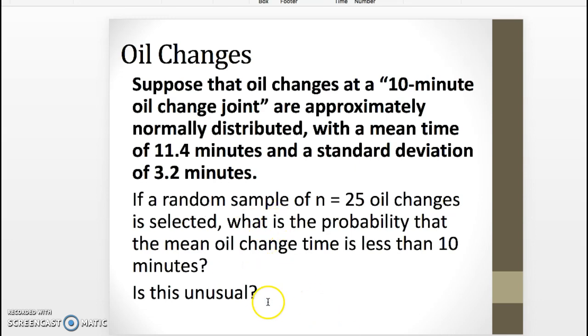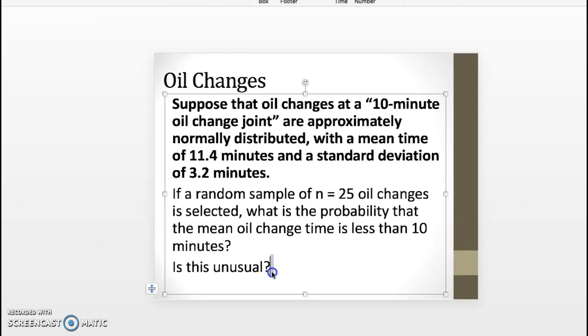So before we go on to our next slide, let's tackle the is it unusual question. For is it unusual, your book is going to use 5% as the benchmark for unusual for most of the time. Now, it's not always 5%. In some contexts, it could be 1% or 10% or a number that makes sense in the context. But 5% is our standard benchmark for unusual unless it's specified otherwise.